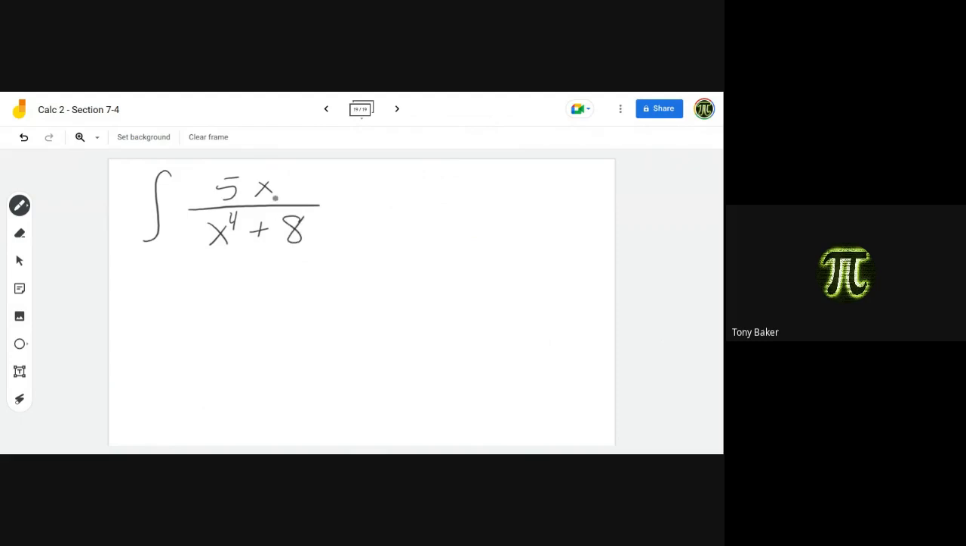x fourth plus 8. I don't care. Makes no difference. This would break down into ax to the third, bx squared, cx plus d over x to the fourth plus 8. Because you can't factor it. Right.